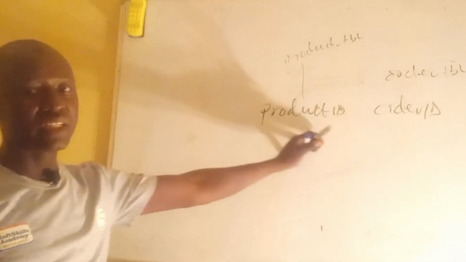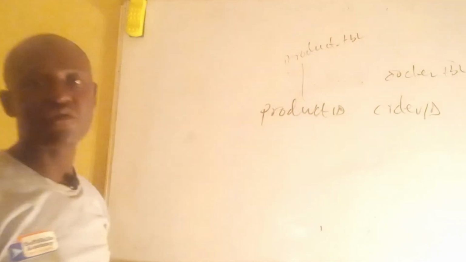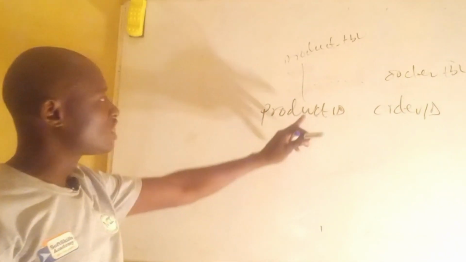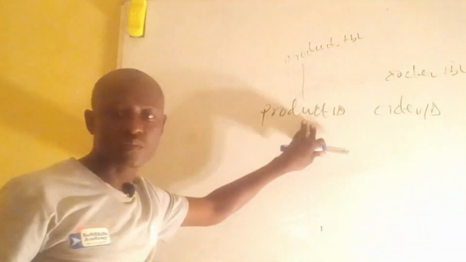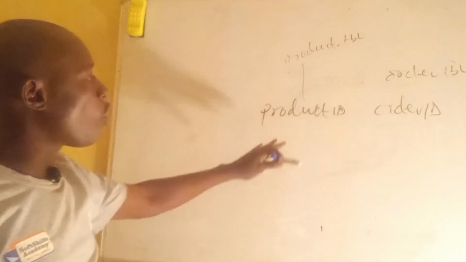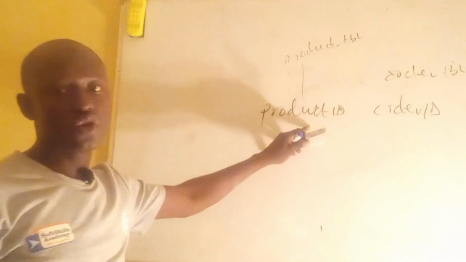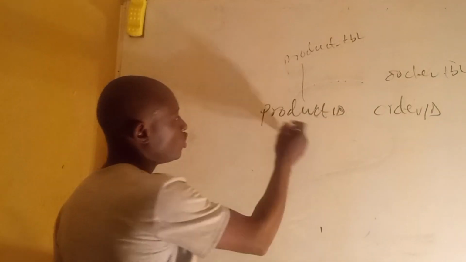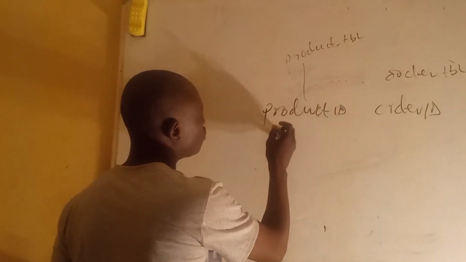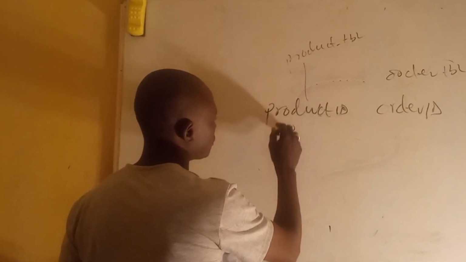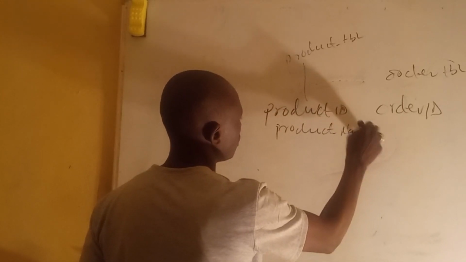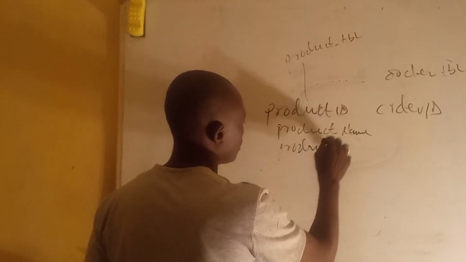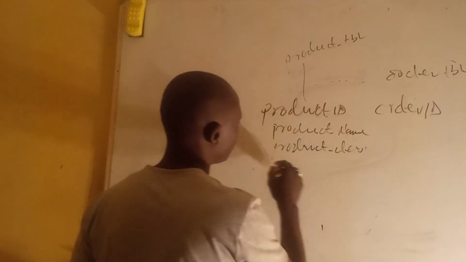So your partial dependency occurs when you have a product name. Under this product, you have product name. So if your product name depends only on your product ID, are we together? Under product, we have what we call product name, product description, production date, and whatsoever, what have you.